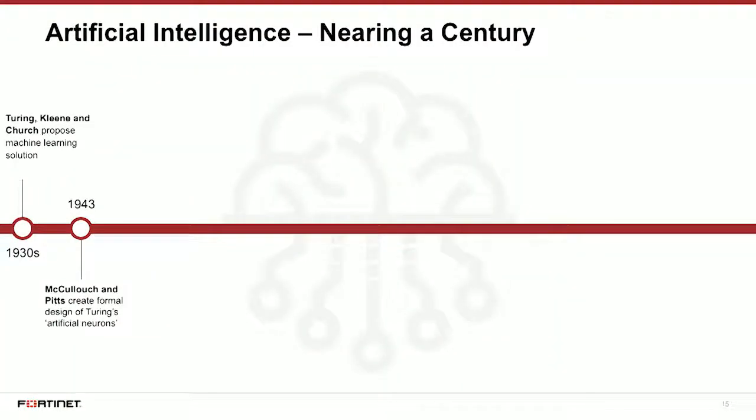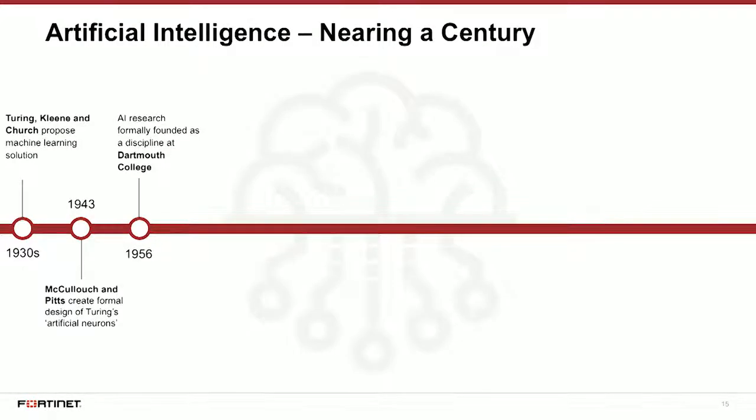And in 1943, McCulloch and Pitts created the formal design of Turing's artificial neurons. When they were doing this work, they started playing around with the concept of inhibitory or excitatory signals and backtracing. So they were trying to evolve the field, right? Into 1956, when the first AI course was founded at Dartmouth College, it didn't take long for the U.S. military to take a great interest in this, right?